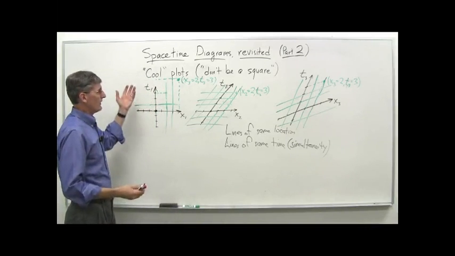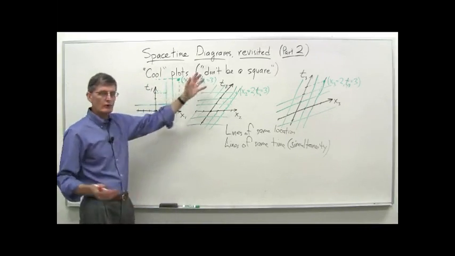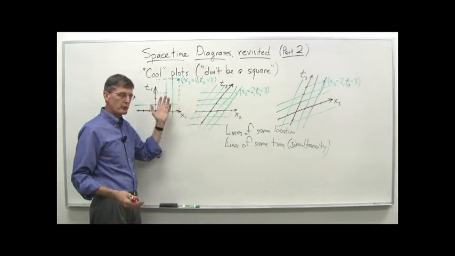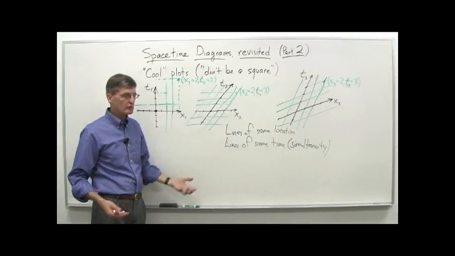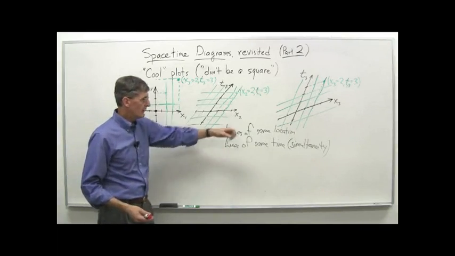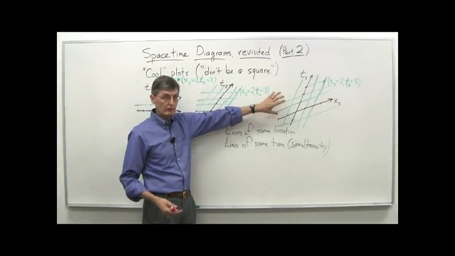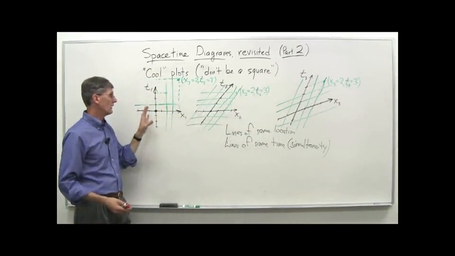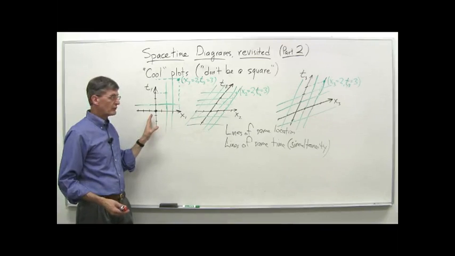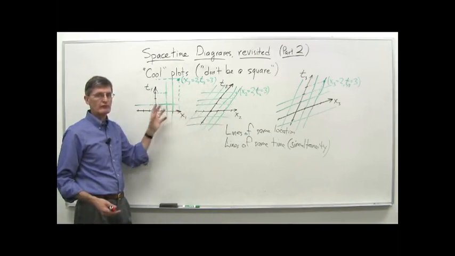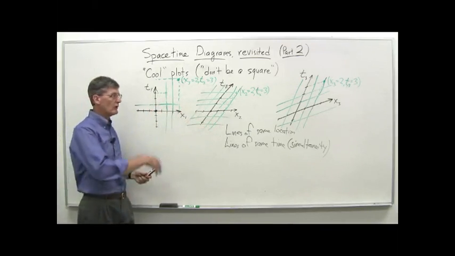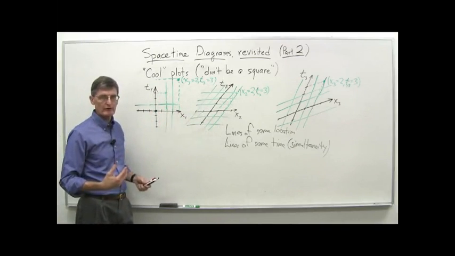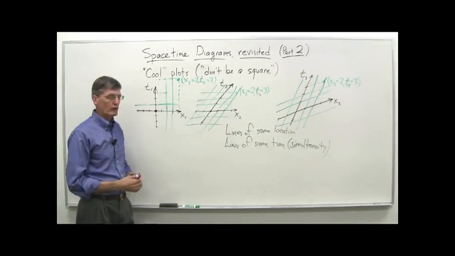Okay, so again, cool plots, don't be a square. So non-square plots are perfectly legitimate. We usually don't use those, but we will find that a plot like this, we're going to superimpose on a plot like this, because we'll find that that's what the Lorentz transformation is telling us to do when we're going between one frame of reference and another frame of reference. So that's coming up.